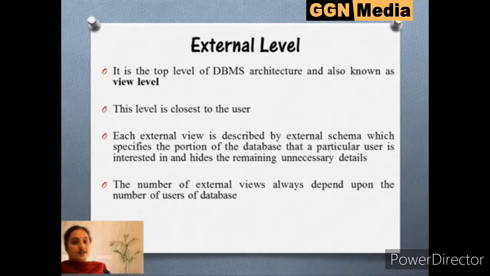The number of external views existing for a single database is dependent on the number of users. If there are n number of users for a single database, then there will be n number of external views for that particular database.